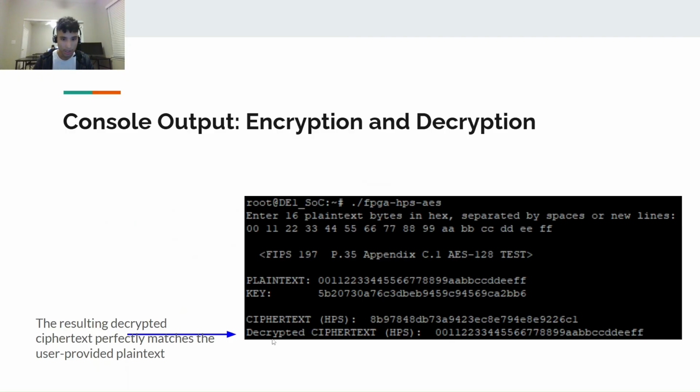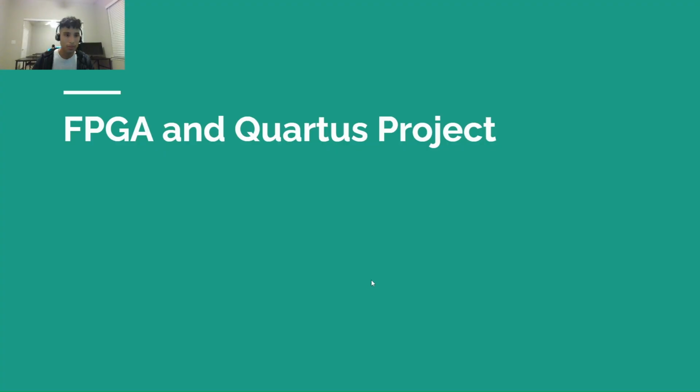That said, I was able to successfully decrypt the ciphertext that was produced in software. So now you can see at the bottom of the screenshot provided here that the decrypted ciphertext matches perfectly with the user-provided plaintext. I will now pass it off for the FPGA section.